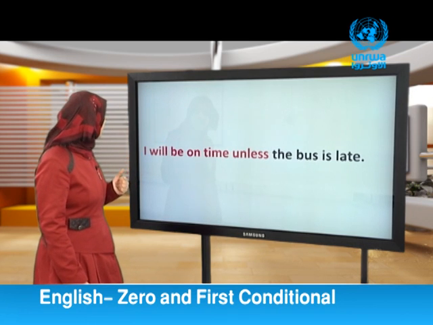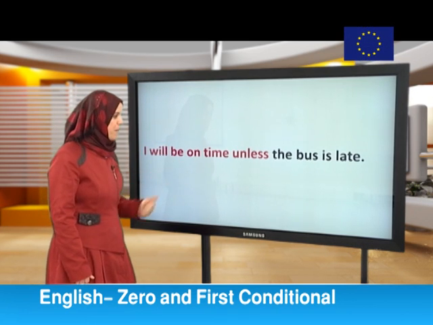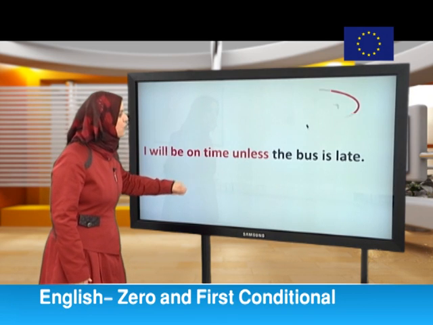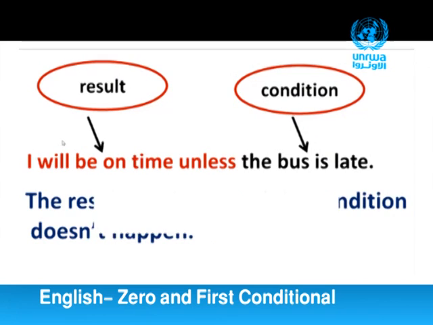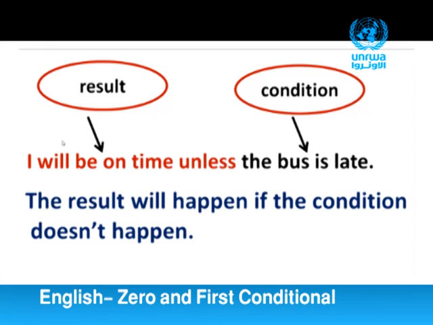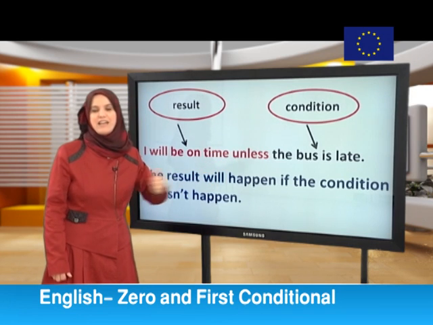Let's discuss this sentence. I will be on time unless the bus is late. We have the condition and we have the result. What does unless mean? The result will happen if the condition doesn't happen. We will be on time if the bus is not late, unless the bus is late.